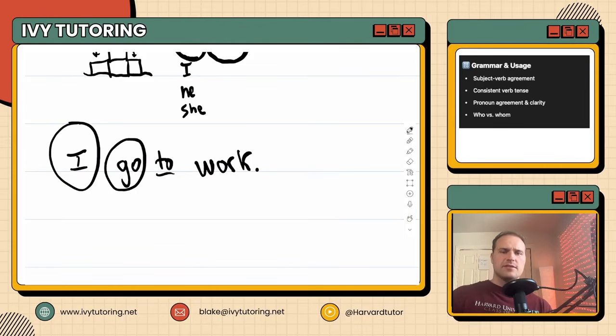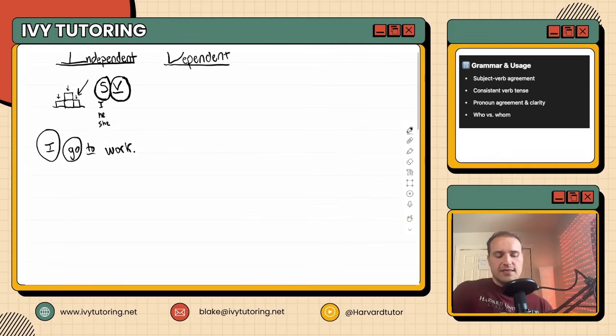To is what we call a preposition. But don't worry about that now. We'll talk about it later. Cool beans. So a very simple sentence for the ACT's purposes is just I go. That is technically correct. Why? Because it has a subject and a verb.